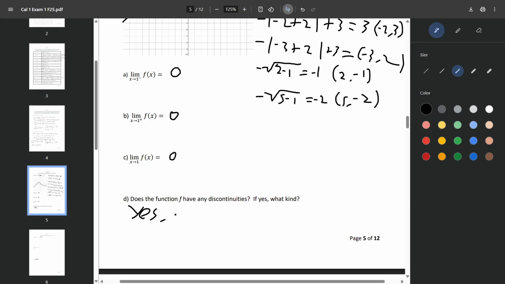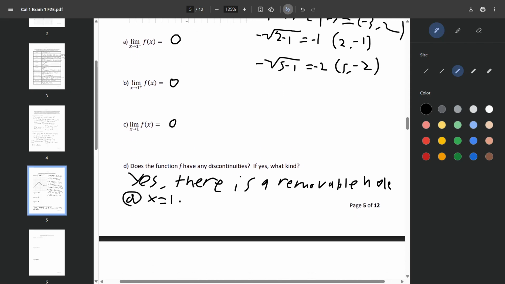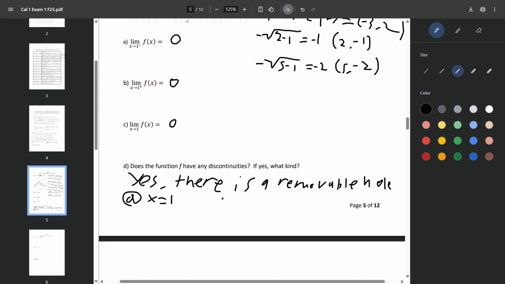So yes, there is a removable hole at x equals 1. And so we should also probably tell why, in mathematical form, there is a removable hole.